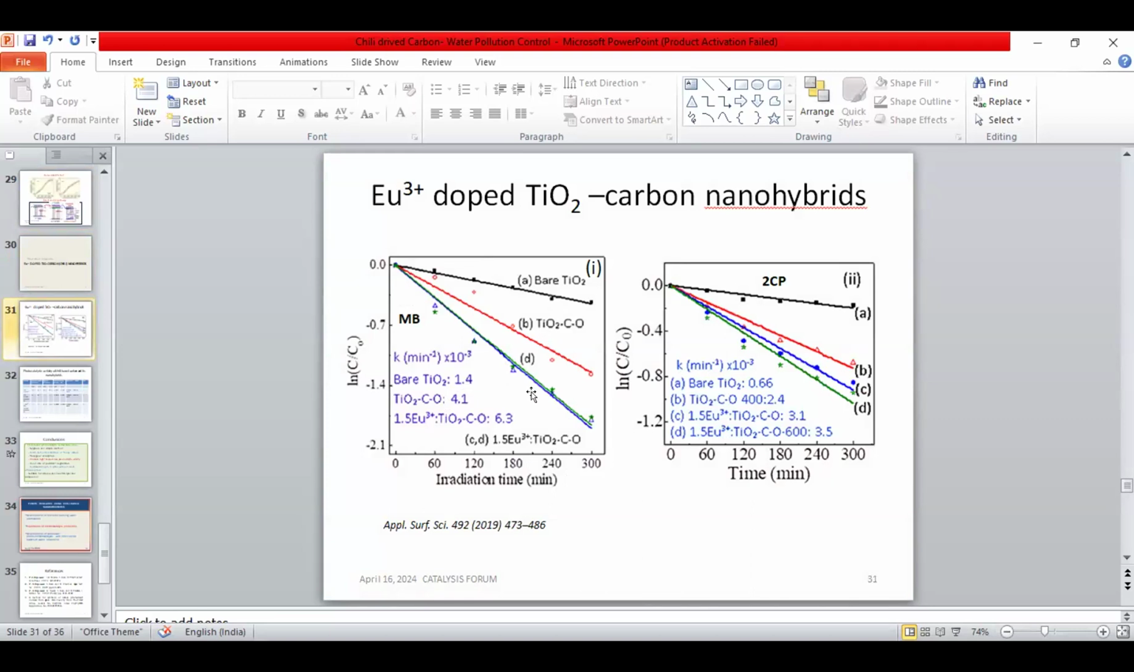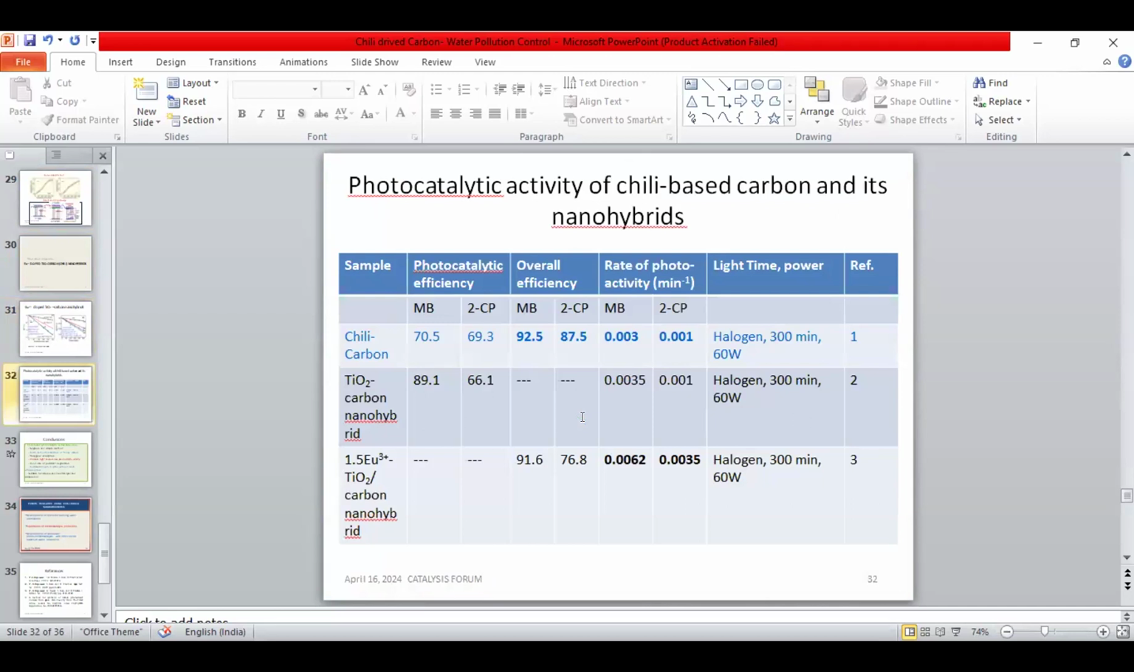So these are the different graphs for TiO2 which is annealed at 400, and TiO2 which is annealed at 600. This table shows the different photocatalytic and absorption parameters of all these prepared samples. This summarizes that chili carbon has a degradation rate of 0.003 and 0.001 towards the two compounds. And the europium-doped TiO2 nanohybrid shows the highest degradation rates.